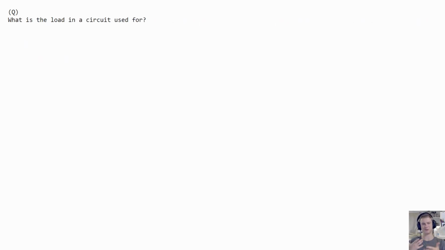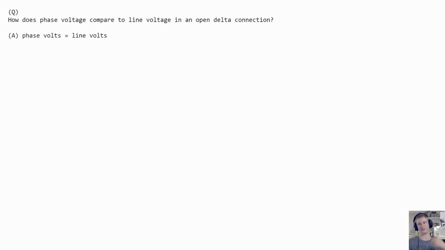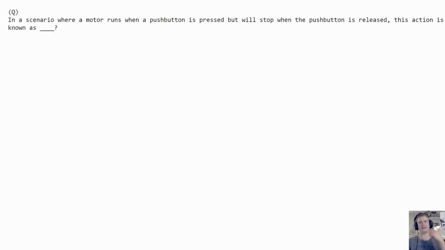Okay, this next one's kind of one of those ridiculous ones. What is the load in a circuit used for? And that is to utilize the energy. Okay, so that is one way of explaining it. Next question, how does phase voltage compare to line voltage in an open delta connection? So it's delta connection, phase volts equal line volts. Phase volts equal line volts whether you have an open delta connection or you just have a delta connection or configuration. Okay, next, in a scenario where a motor runs when a push button is pressed, but will stop when the push button is released, this action is known as, and this would be known as inching.